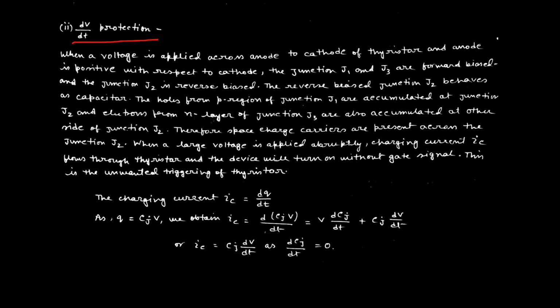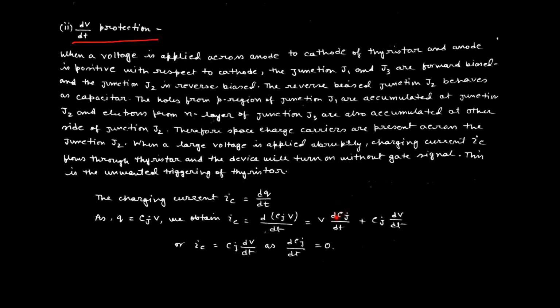So, we assume Q equals Cj times V, where Cj is the capacitance of the junction J2 and V is the supply voltage which appears across the junction J2. So, we obtain IC equal to d(Cj V)/dt. After the derivative, we get V times dCj/dt plus Cj dV/dt.